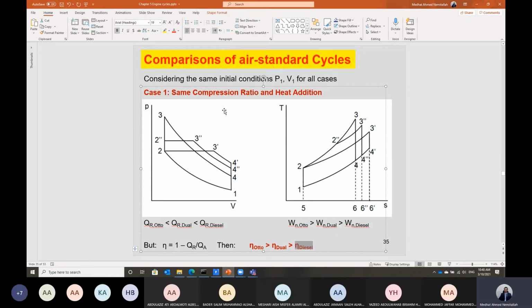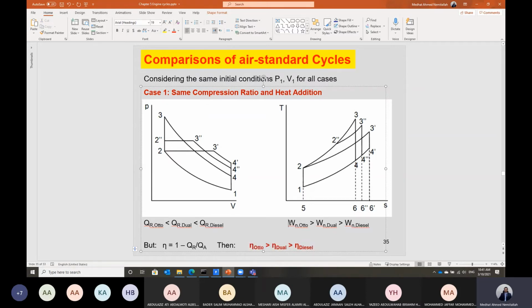Because of what? If we have the same compression ratio, that is the representation of the cycle, and the same heat added, the heat rejected in this case for the Otto cycle will be less than the heat rejected in the dual cycle, and also less than the heat rejected in the diesel cycle. And that's why the efficiency of the Otto will be the highest in this case. And this is also the representation on the TS diagram.